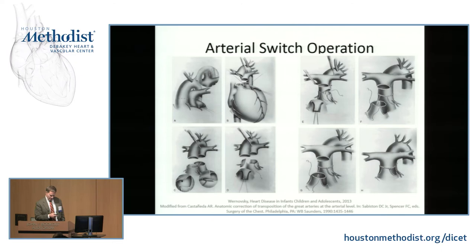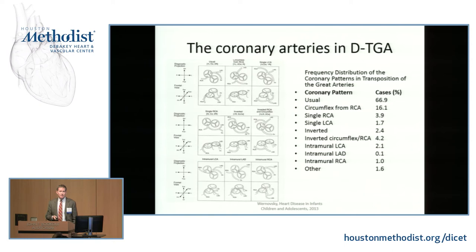And anatomic coronary variations are really common in these kids. Rarely these coronary abnormalities can prevent an arterial switch, or at least can complicate the arterial switch. So as a pediatric cardiologist, one of the things that stresses me out is trying to diagnose these before surgery, because I know if I don't, the surgeon's going to let me know about it afterwards.